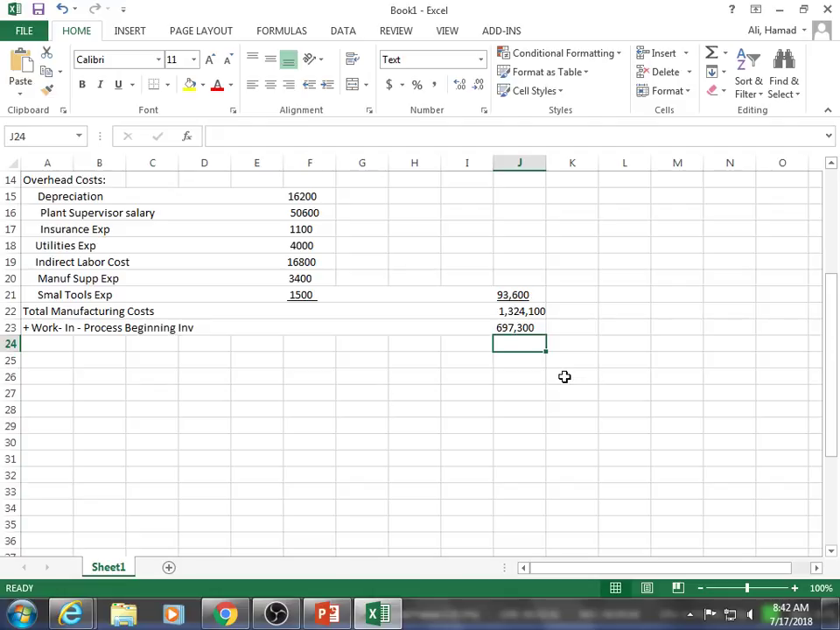So add that. What do you get? Add work in process beginning inventory to manufacturing costs. So that's going to give us a subtotal. I'm just going to call it subtotal. That's 2,021,400. Yes, sir. Correct? Yes, sir.